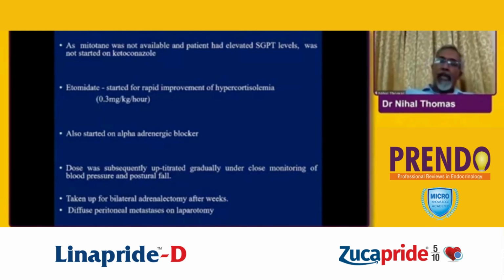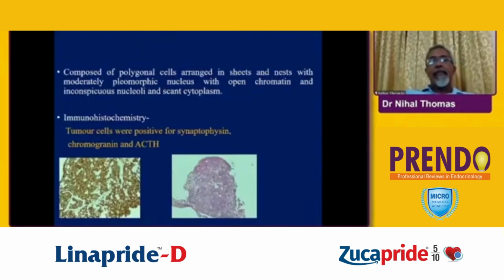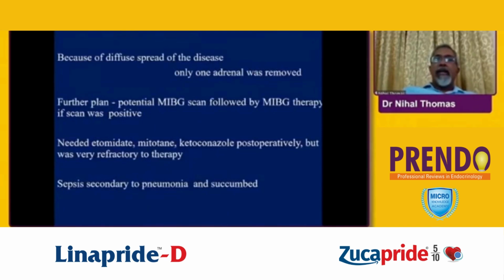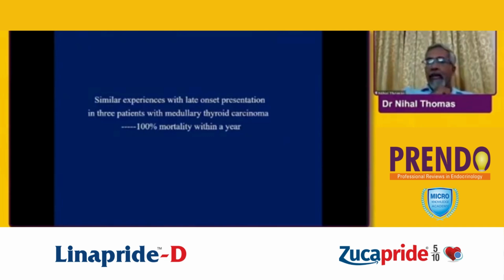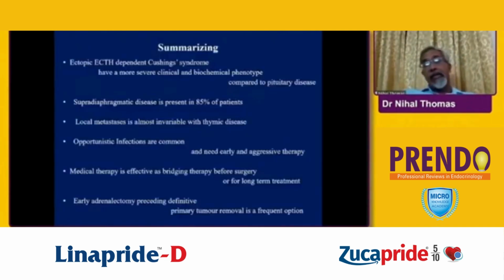But he was found to have, unfortunately, diffuse peritoneal metastasis at laparotomy. And here you can see chromaffin stains, and they were also positive for ACTH. Diffuse spread of disease, only one adrenal was removed at the time of surgery, and we planned for MIBG treatment because he was MIBG positive. He needed etomidate, mitotane, ketoconazole postoperatively, all in combination, very refractory, and finally died of pneumonia as well. We had similar experiences with late onset presentation in 3 patients with medullary thyroid cancer, with 100% mortality, unfortunately.